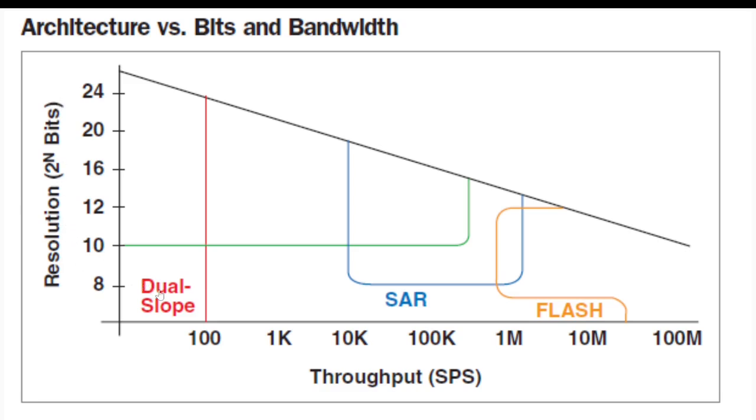Here it's 100 hertz, so that's what the dual slope is, and it can go up to 24 bits. That's what you see here, maybe a little higher than that, but 24 bits is the maximum I have worked with. I work with 10, 12, 16, 18, and also 24 in my career. Okay, so let's carry on.